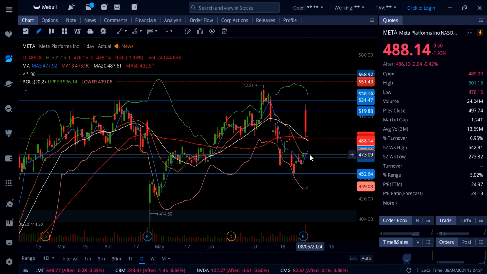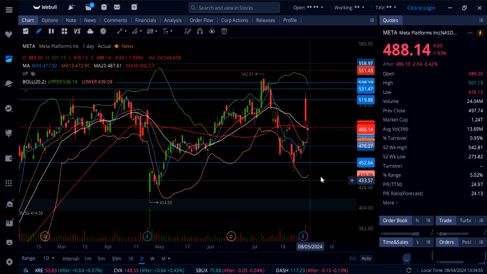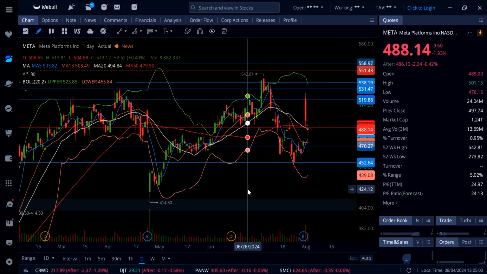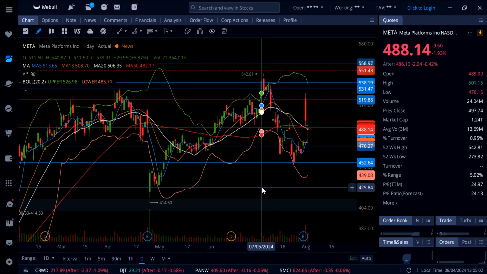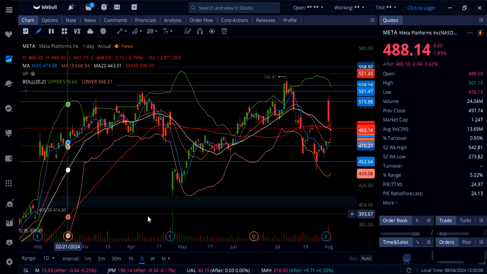And now looks like if this thing actually makes a move and goes under 470 and then takes out 452, maybe not next week, things can turn really ugly really quick here on Meta, and this thing can come down and close this gap at 400. So watch out for that.